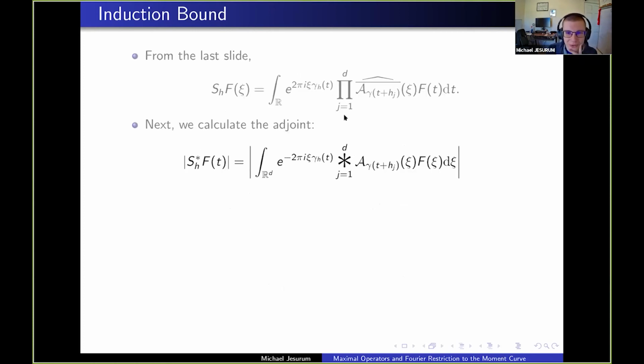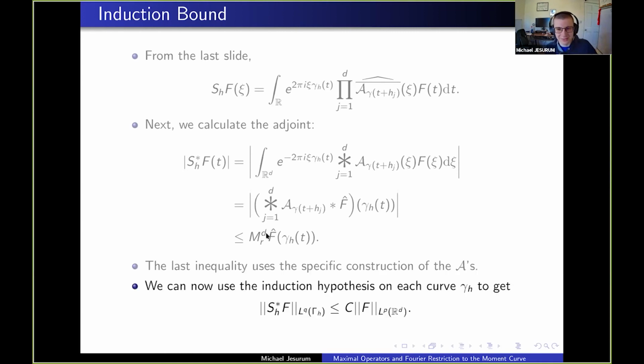We'll actually need the adjoint of this, so these products of Fourier transforms turn into a convolution, and this integral itself turns into a convolution of these operators A with f hat. And what I said long ago was that convolutions of these A's with something is like doing a maximal operator. So we have d many convolutions with A's, so we get a d-fold composition of maximal operators. Okay, and we use the induction hypothesis, we get our bounds, and we're happy, right?